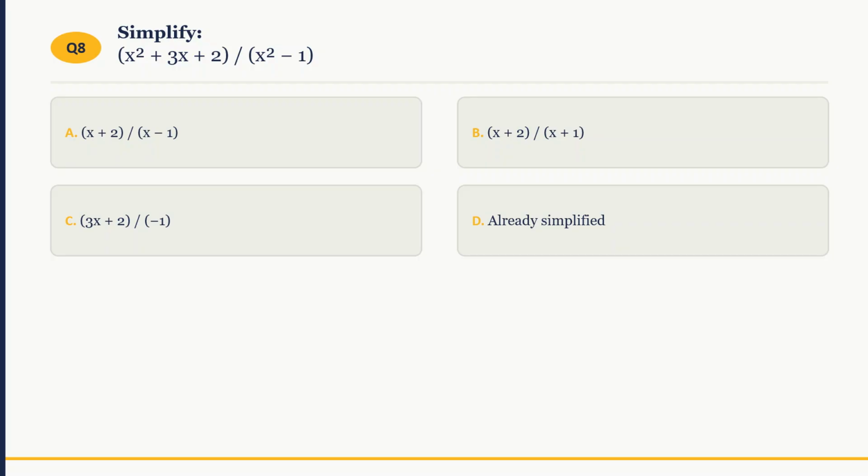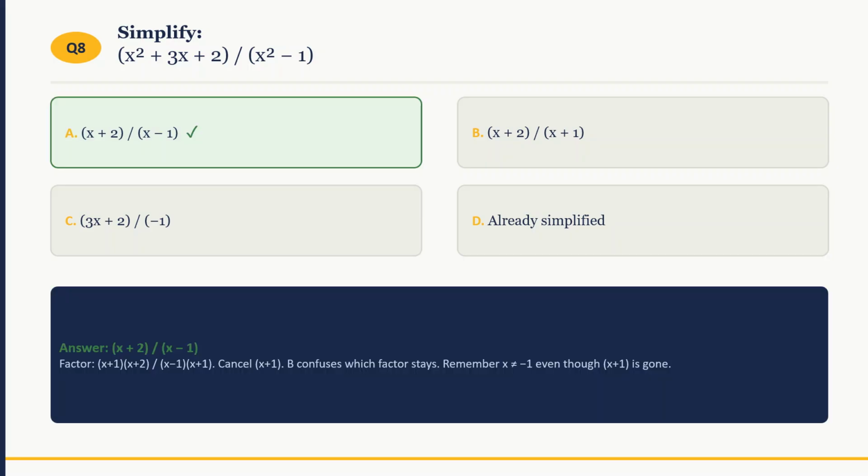Question 8. Simplify 2x plus 6 over 4. Take a moment to think about it. The answer is x plus 3 over 2. Factor 2 from the numerator: 2 times the quantity x plus 3 over 4. Reduce 2 over 4 to 1 over 2. That is a constant factor, so it is legal to cancel. Final answer, x plus 3 over 2. No domain restrictions because the denominator is a non-zero constant. This drills the factor out the greatest common factor habit.